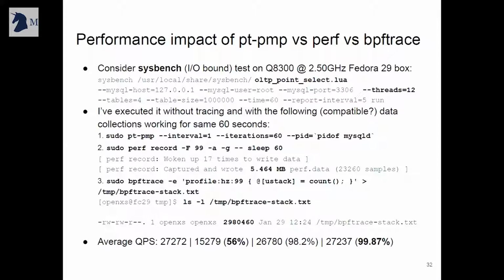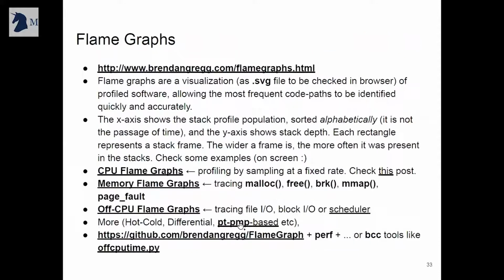For this, on this slide, I implemented a simple test. I captured pt-pmp output once per second for 60 seconds, perf sampling 99 times per second for 60 seconds, and the bpftrace profile. And here is the difference in the drop in QPS for a specific sysbench test. You can see that eBPF allows you to have a negligible drop in performance, unlike pt-pmp, and notably smaller than perf, just because we collect less information at user level.